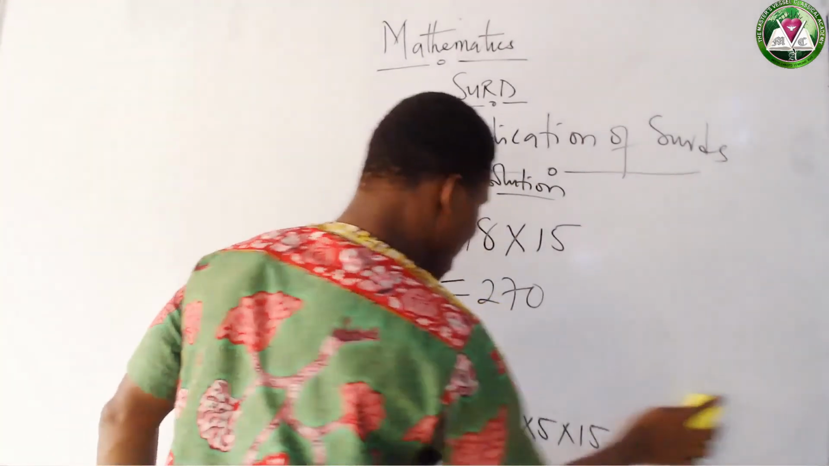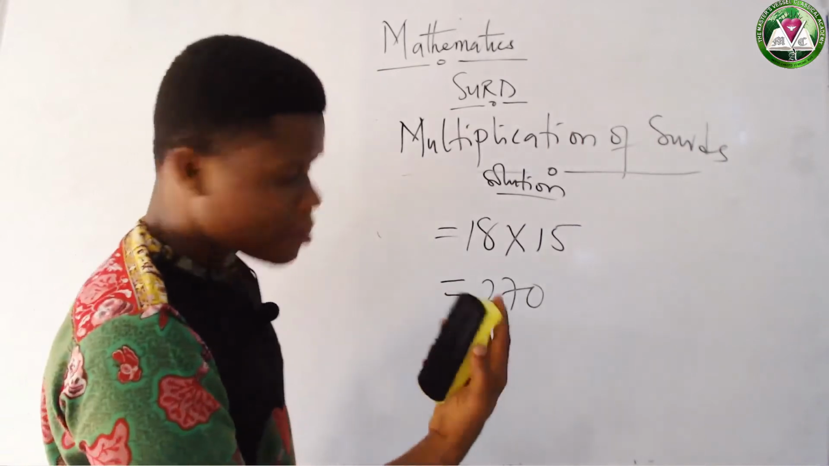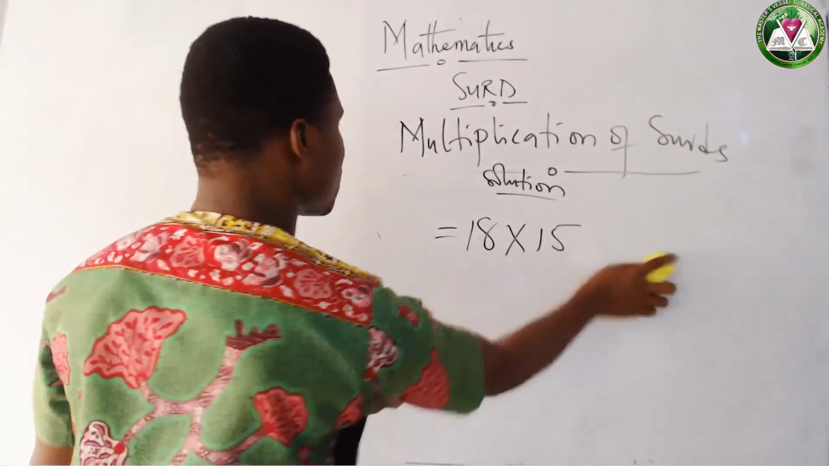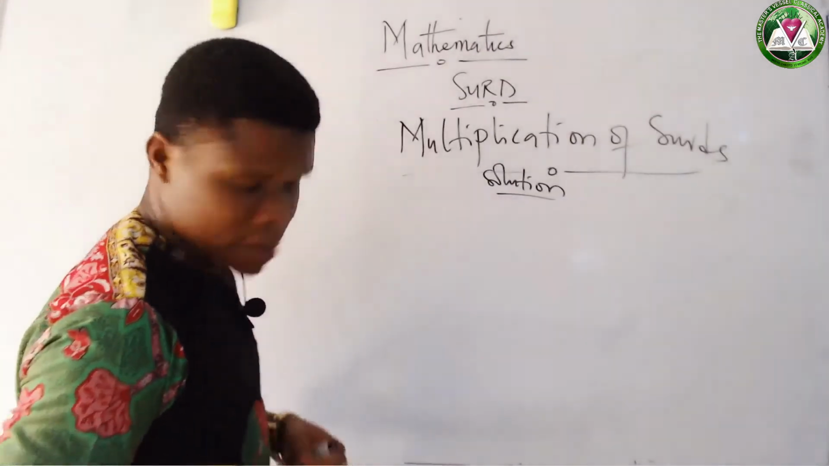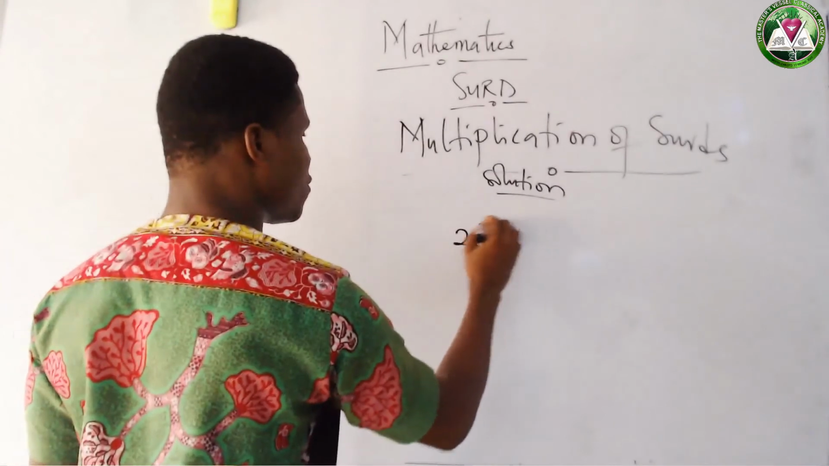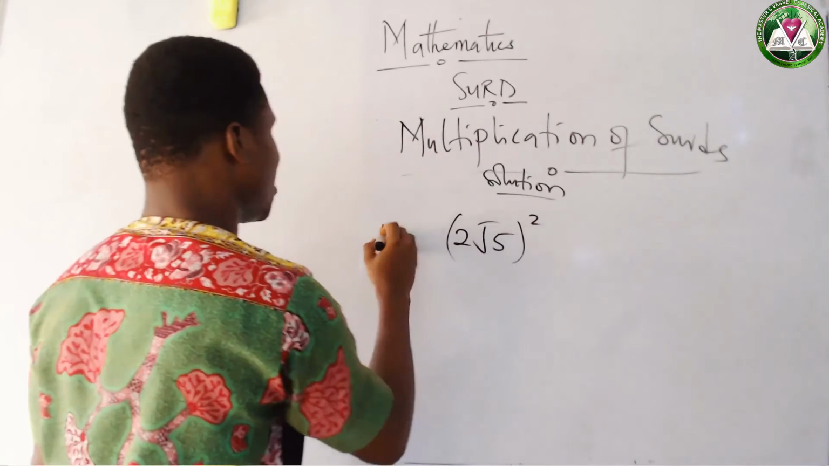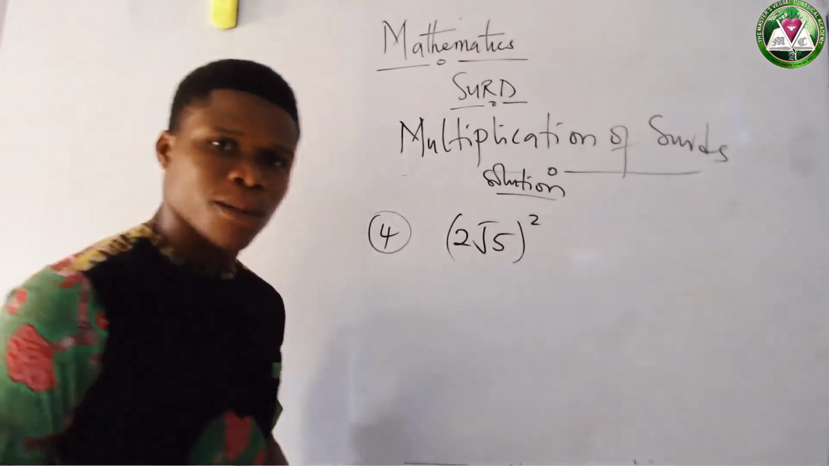Now, I'll just do number 3 lastly, and then I'll do number 4. We do number 5 as usual. Number 4 says (2 root 5) all squared. That's our number 4 question: (2 root 5) all squared.